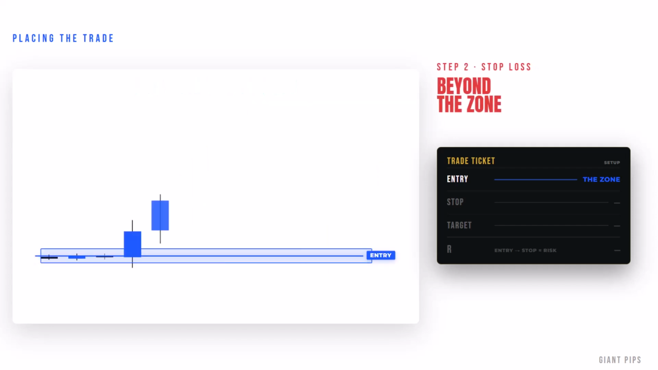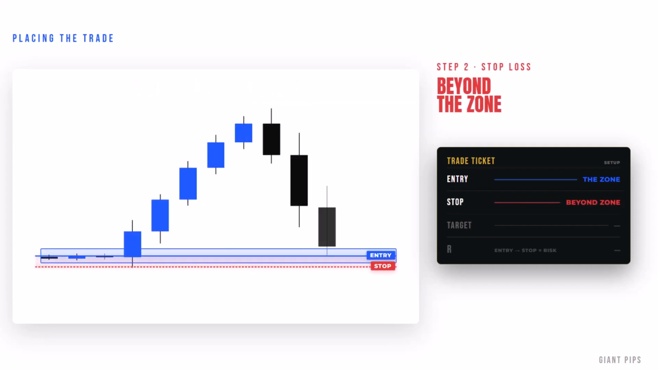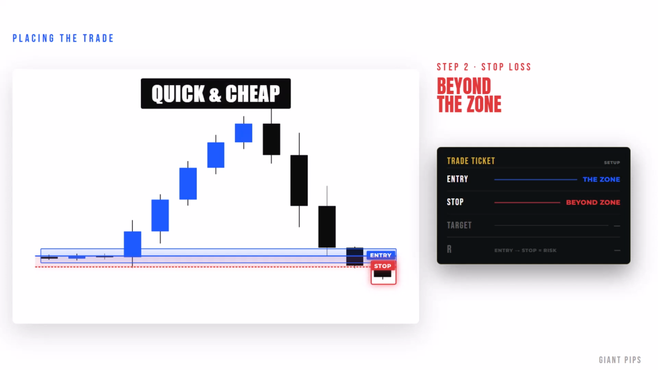Your stop loss goes just beyond the zone. If you're buying a demand zone, your stop sits just beneath the low of the move that created it. And the logic is simple. If price trades cleanly below the zone, your reason for the trade is gone. The level failed. And when your reason is gone, you want to be out quickly and cheaply.